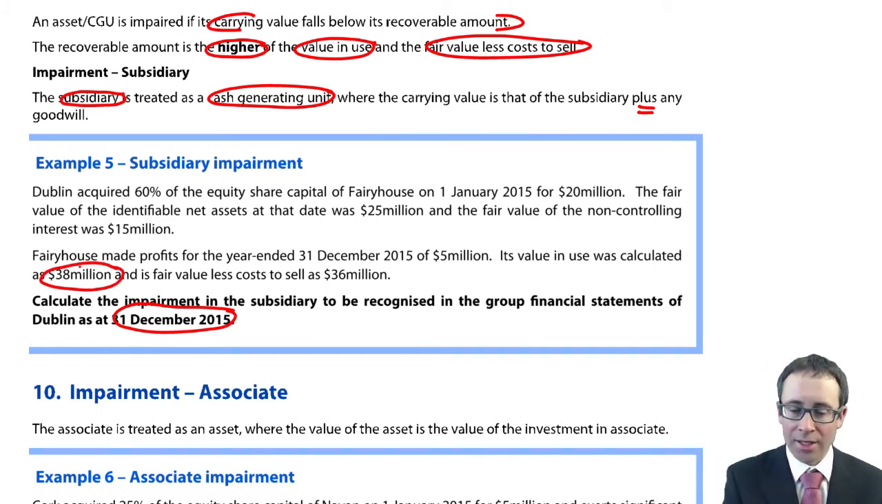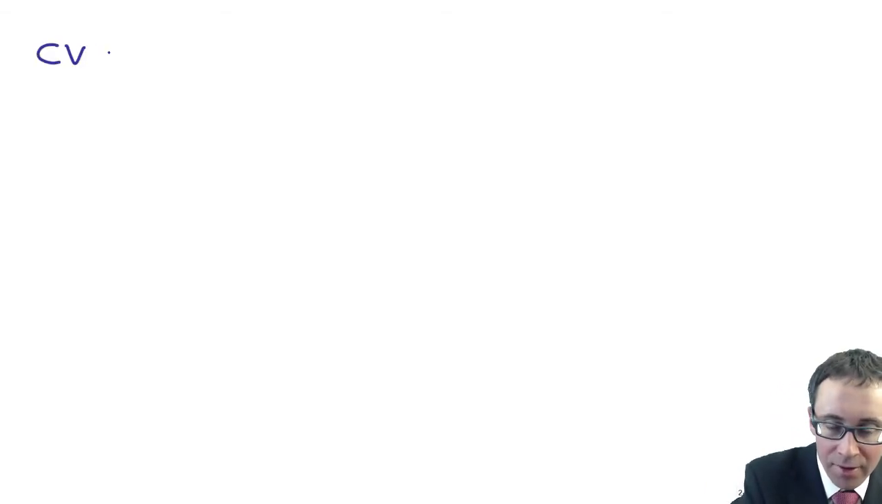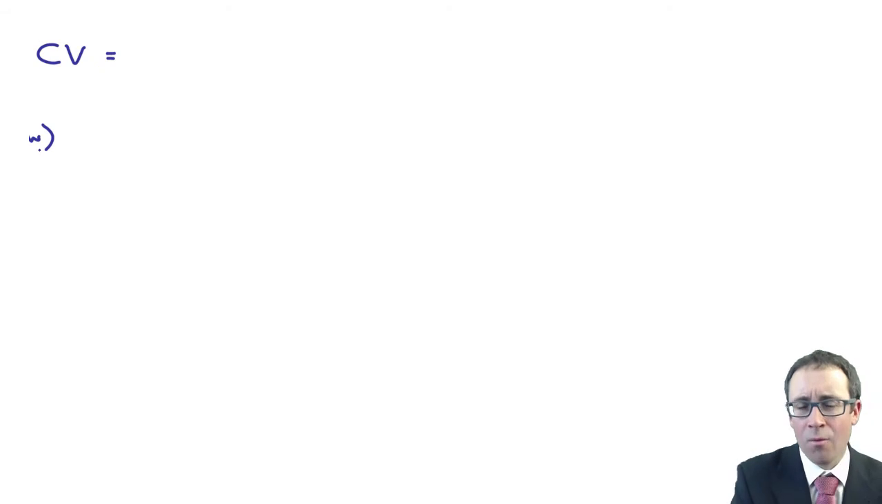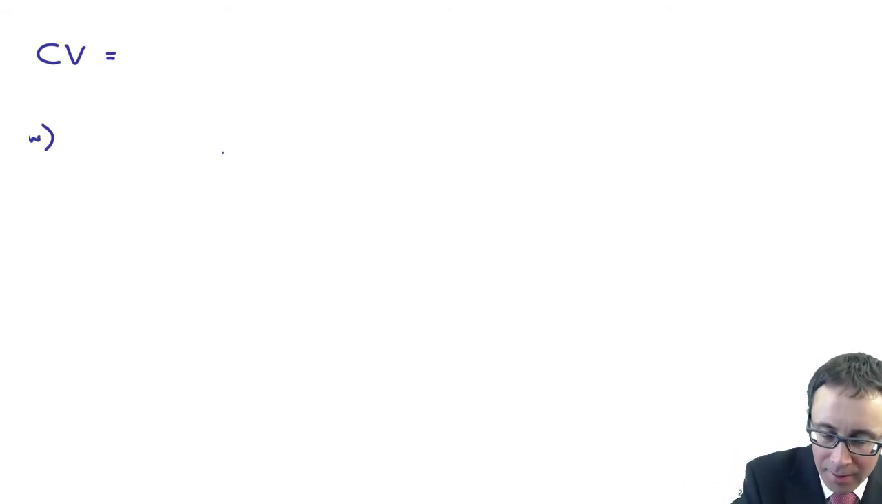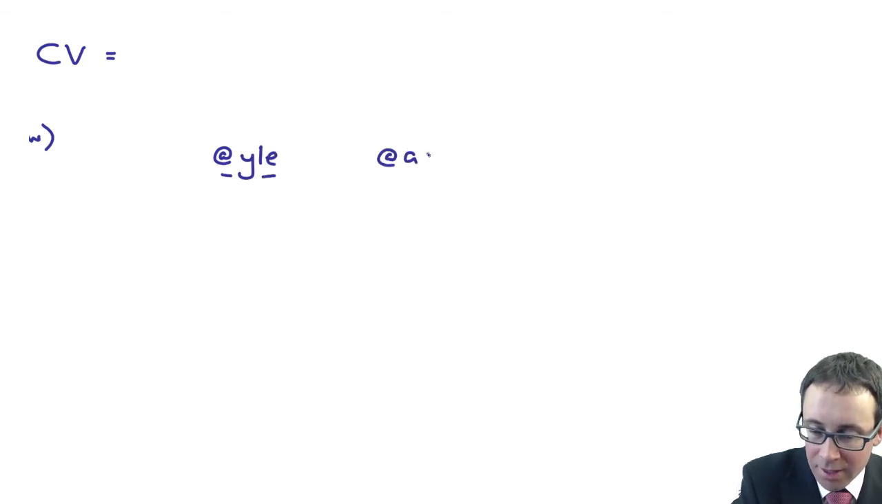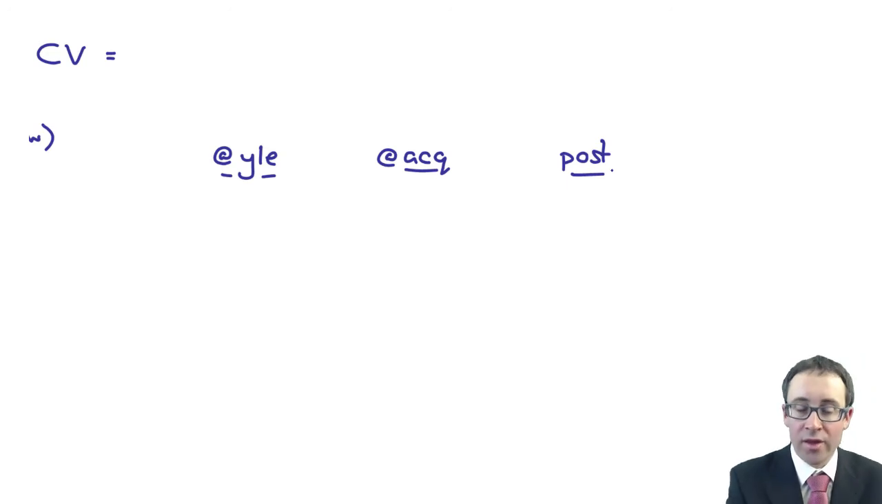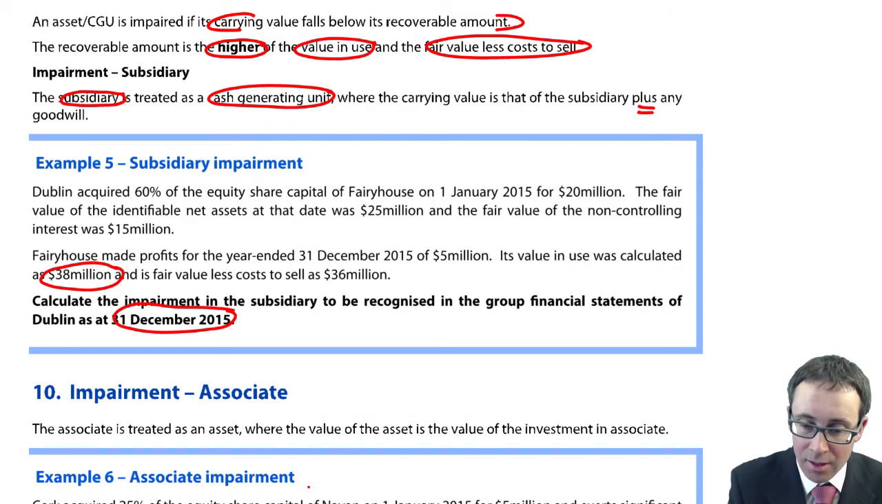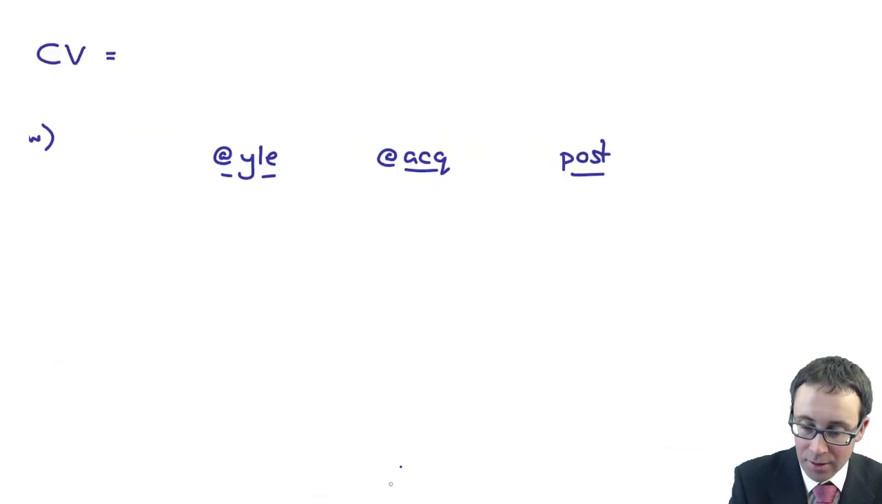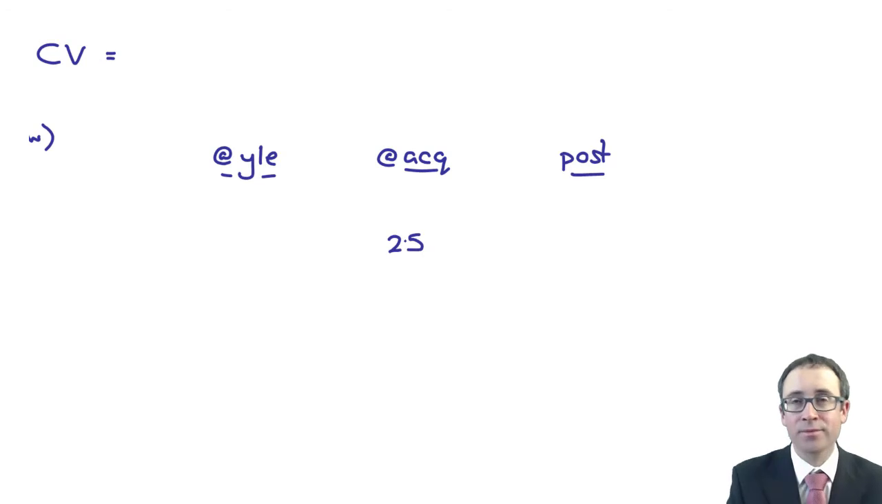Let's have a play around with the figures. If we think about the carrying value first of all, let's do a separate little working underneath, just to get it into exam mode. Where the reporting date or year end, it doesn't make any difference, we've got acquisition and post-acquisition. If we look at the net assets per the question, at acquisition the net assets were 25 million. That's the total of share capital, retained earnings and other components of equity.